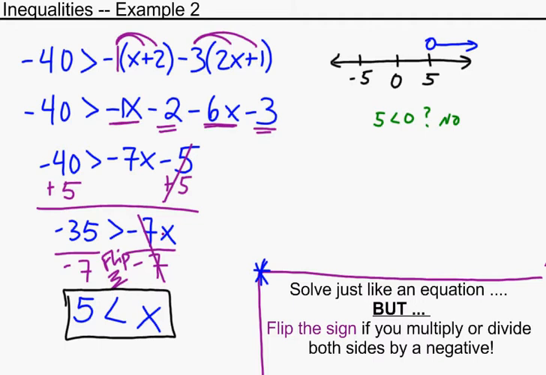And just to make sure we're right, pick a number over there like 6. And let's try that. Is 5 less than 6? And the answer is yes. So 6 should be in my shaded region. So all of my answers are the numbers above 5.